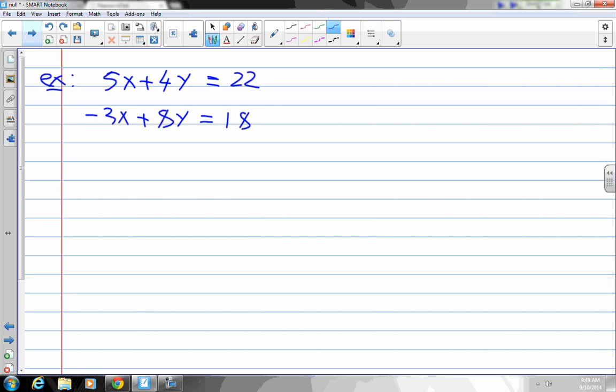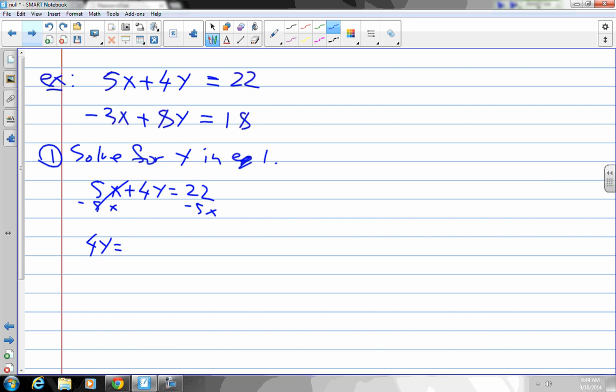No matter which variable you solve for, it will probably produce some sort of a fraction. So it doesn't really matter. If you want to solve for y in the first one, we can do that. It's really flipping a four-sided coin at this point. So if I just solve for y in equation 1, so that is 5x plus 4y equals 22. Subtract 5x from both sides. So 4y equals negative 5x plus 22.